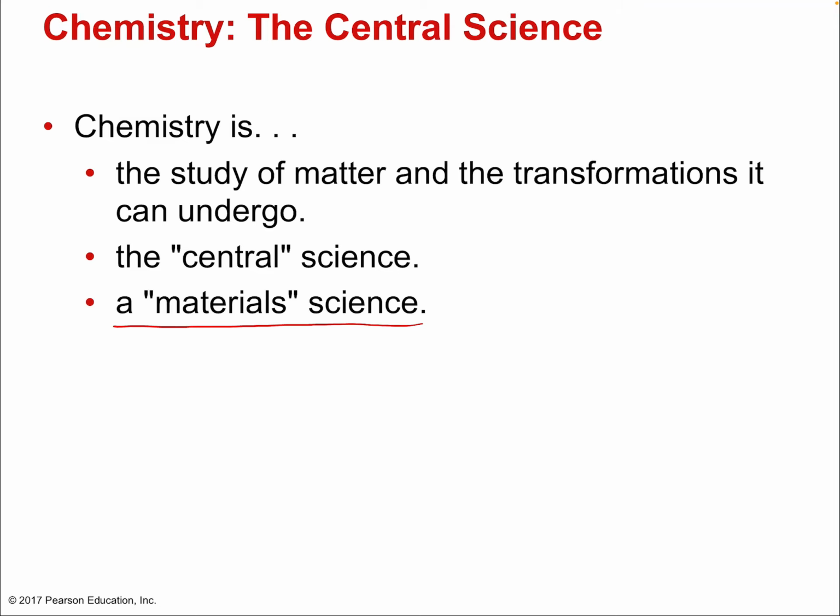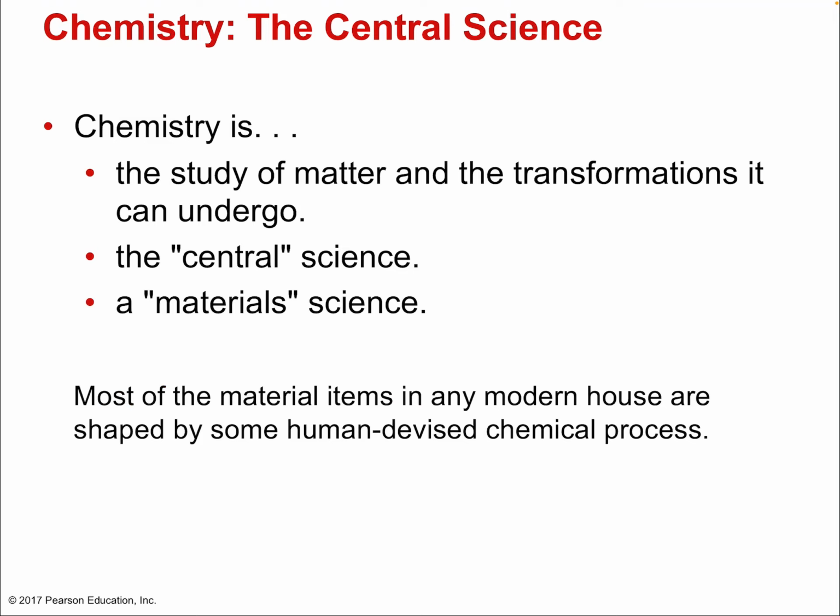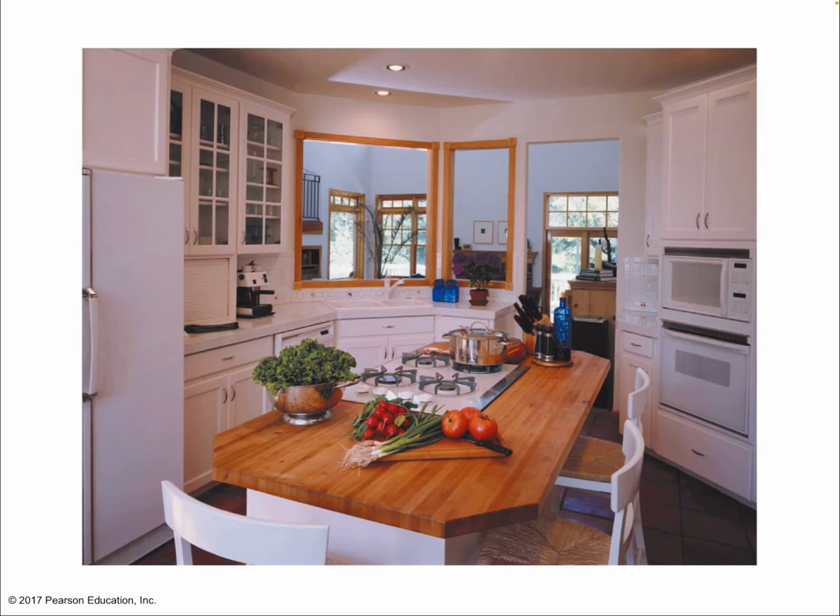Okay, so a chemical company is interested in creating materials. All right. So most of the material items in our modern house are shaped by some human-devised chemical process. All right, so we have over the last few centuries come up as a civilization with many, many clever chemical processes. Okay, so here is a typical human kitchen. All right, so let's think about all the chemical processes that were necessary to build something like this.